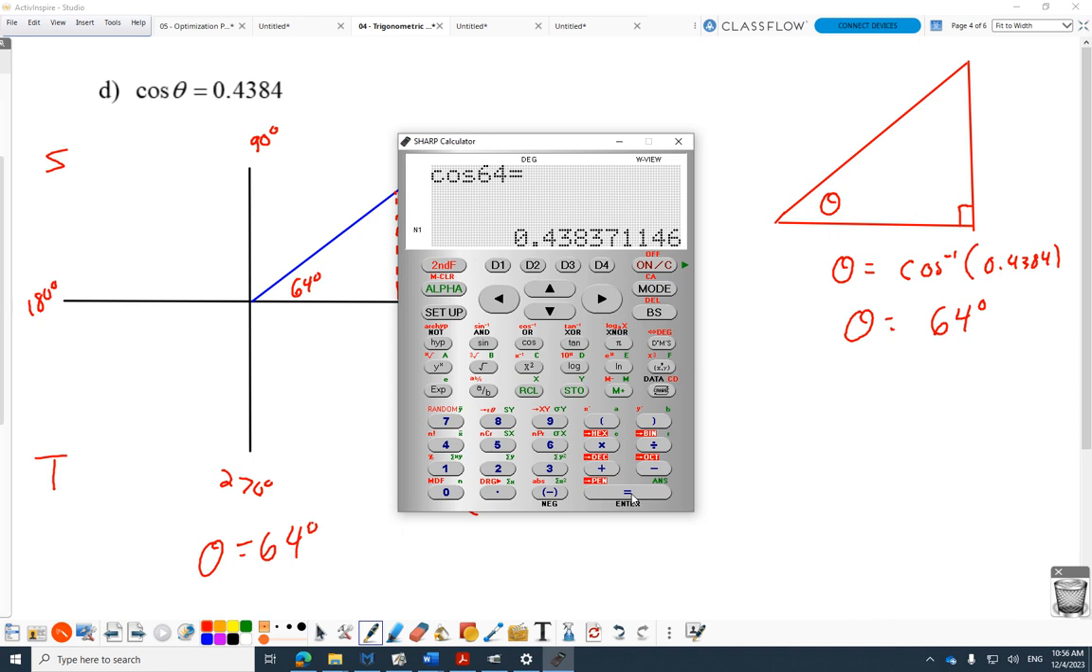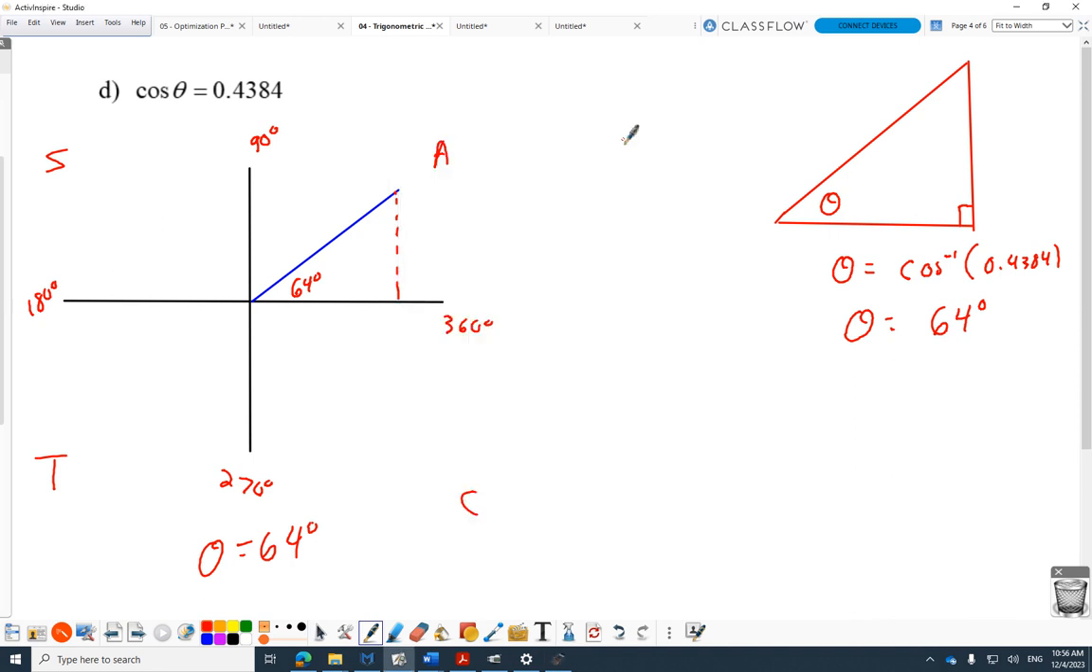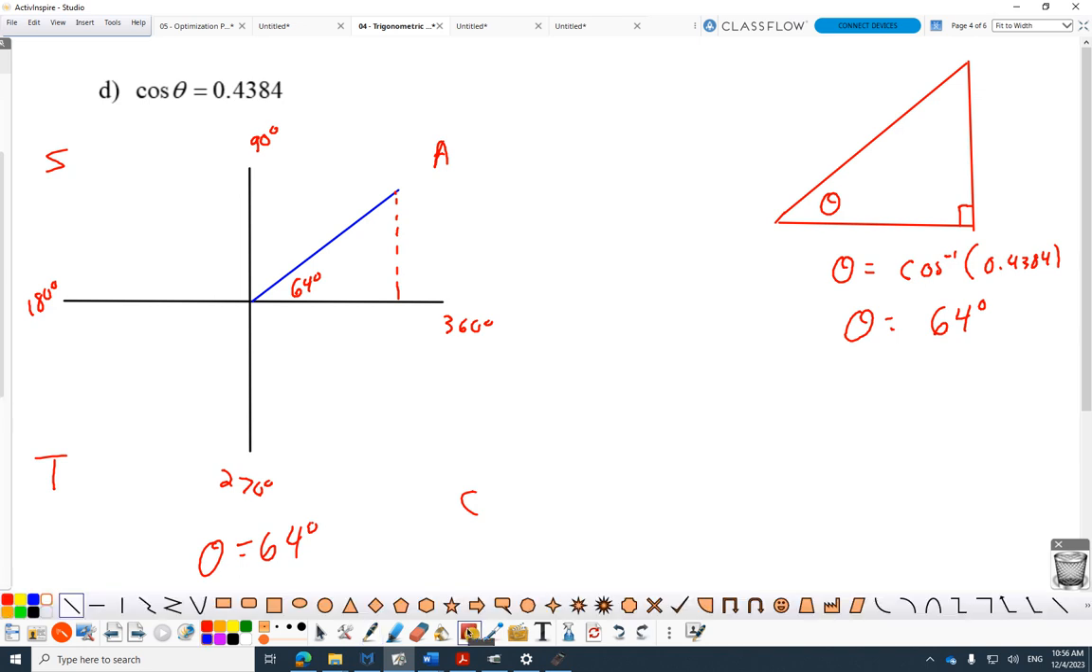But that is not all. Oh no, that is not all. What am I missing? There's another quadrant where cosine is positive. Down here.